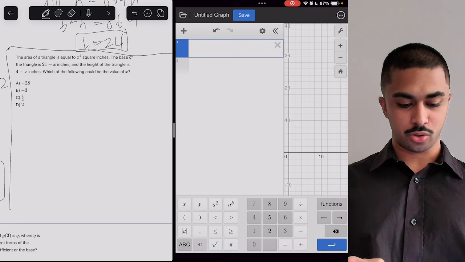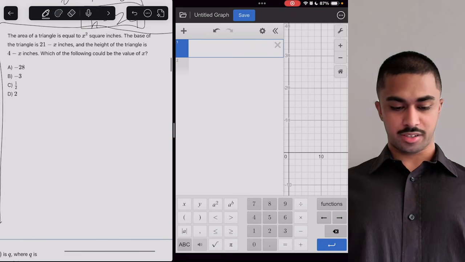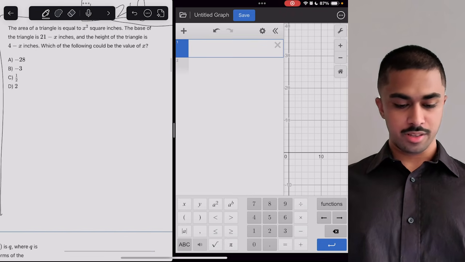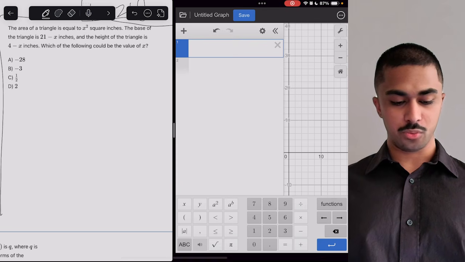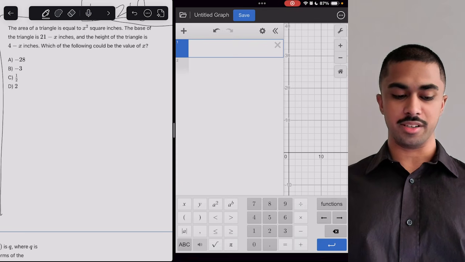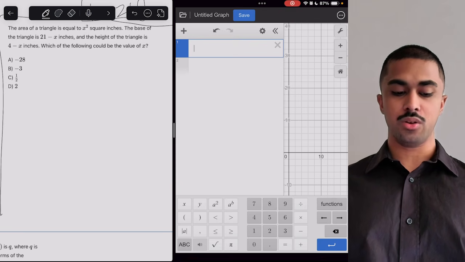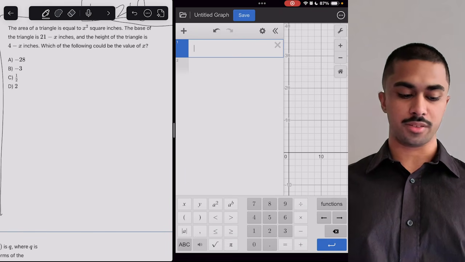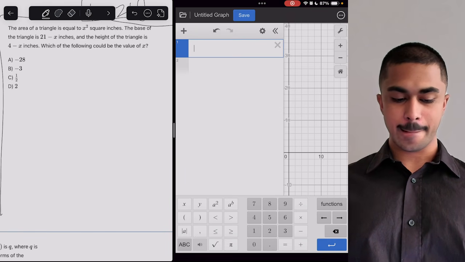The area of a triangle is equal to x squared square inches. The base of the triangle is 21 minus x inches, and the height is 4 minus x inches. Which of the following could be the value of x? Okay.